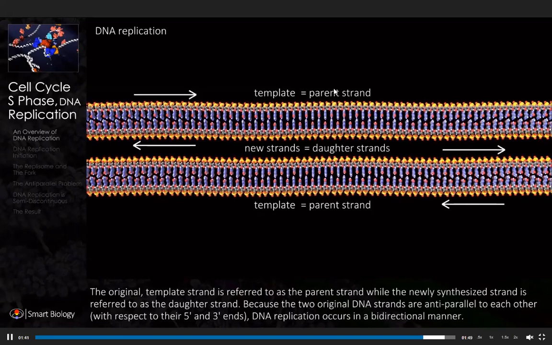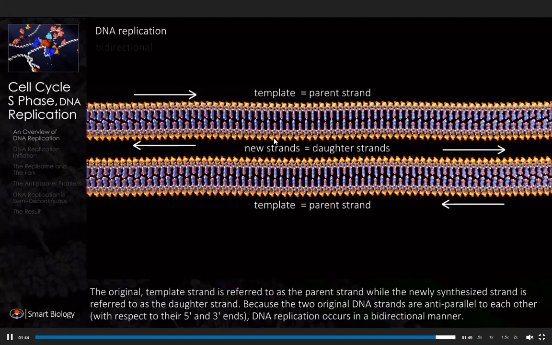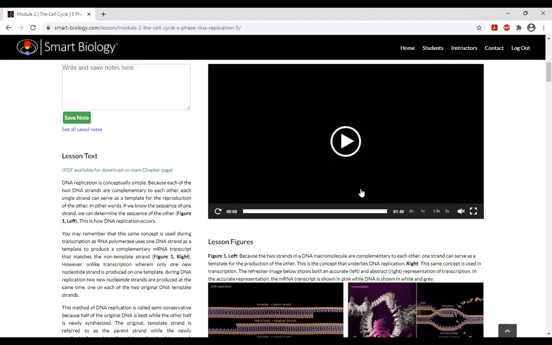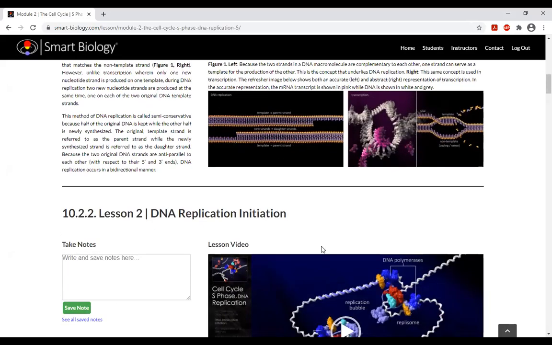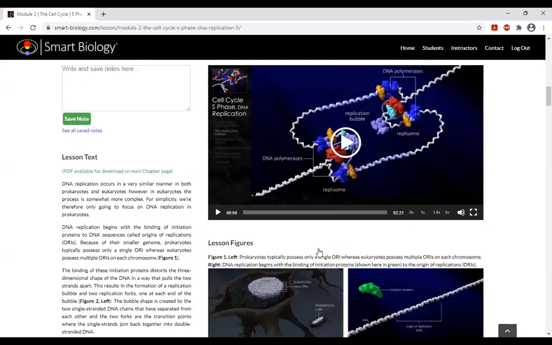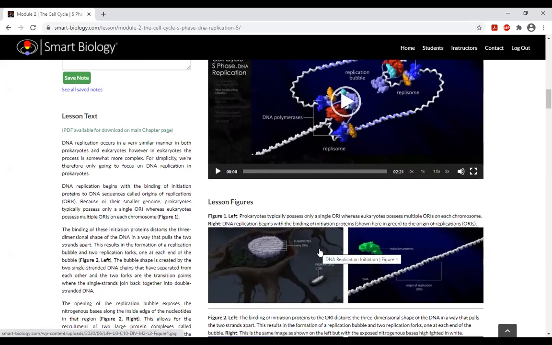So this is the parental strand, this is the daughter strand. The synthesis of the DNA is 5' to 3' of the new, or daughter, strand. Not of the parental strand, but of the daughter strand, because the new nucleotide is added to the 3' OH of the existing DNA chain.